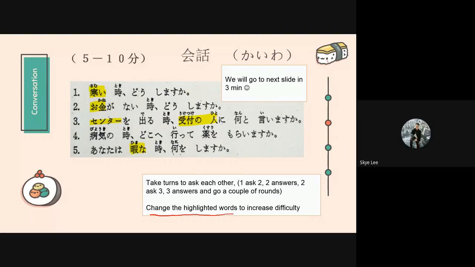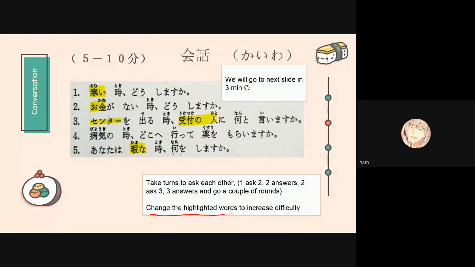Yeah, okay, so I asked the second question, right? Okane ga nai toki, dou shimasu ka? Okane ga nai toki watashi wa hatarakimasu. Hatarakimasu. That'll be work, right? Yes. Okay, we can ask the third question.